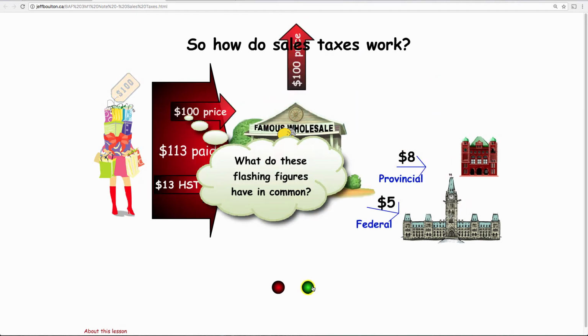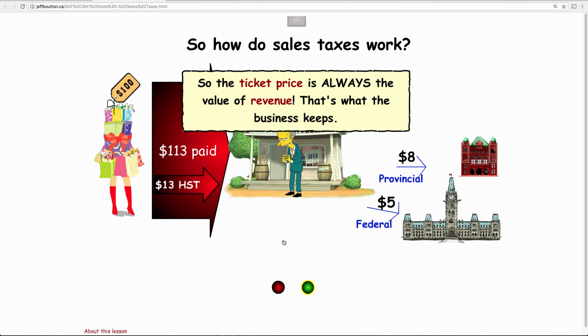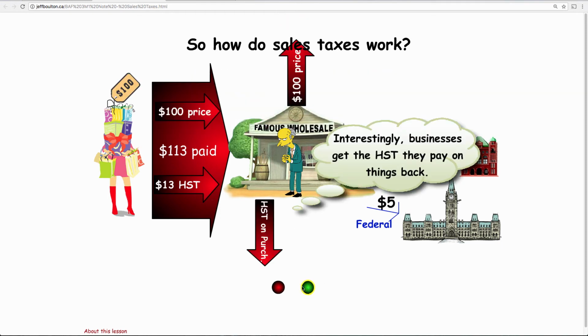So these flashing figures, this is the part that you also have to remember. The thing they have in common, this $100 going to the business and the $100 charged on the ticket price, that's the revenue. So whatever the ticket price is, that will always be the business's revenue. So remember that. Now, if the ticket price is always the revenue, that also means the tax collected is always the liability.